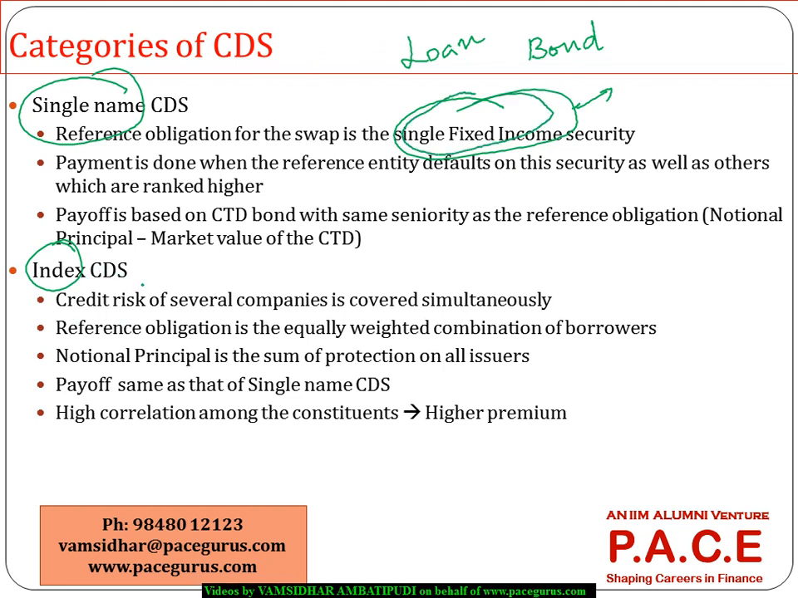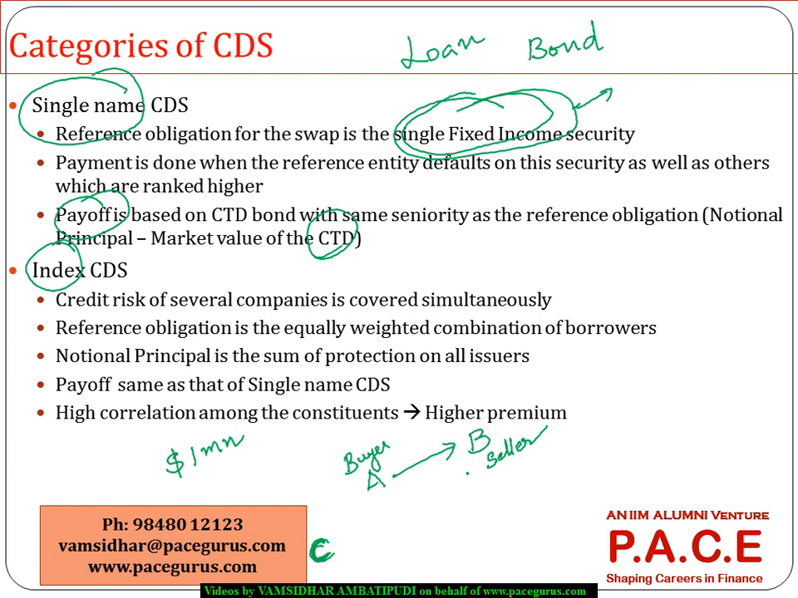Whereas when we talk about index CDS, it's like an index of so many securities. And generally whatever is the payoff, it is based on the notional principal minus the market value of the cheapest to deliver bond. The simple logic. Okay, let's say A has entered into a credit default swap with B on C's bonds, where the issuer is C. A is the buyer of the credit default swap and B is the seller of the protection. Let's assume that the notional principal is $1 million.